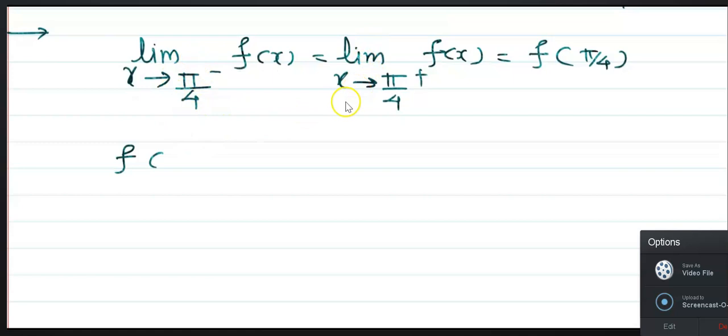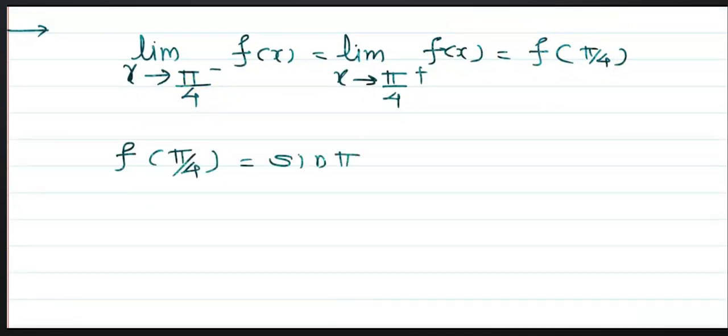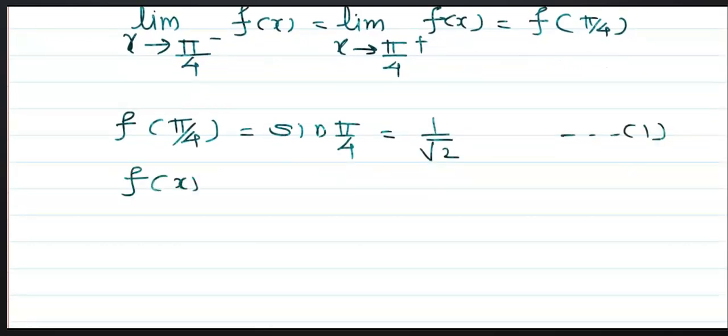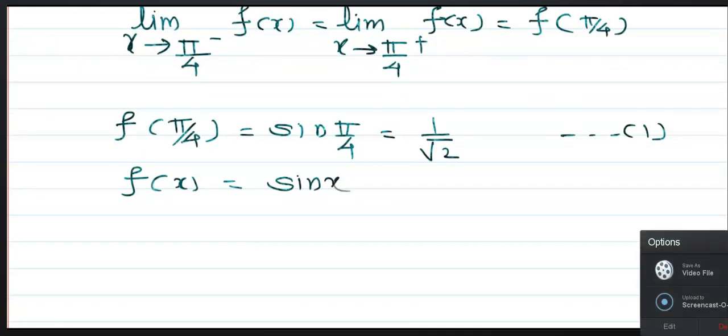Also here limit x tends to pi by 4 plus. Plus means what? It is a right hand side limit. It is only the indication for the right hand side limit. And we substitute when x is equal to pi by 4. And this is the value of the function. Whenever we have given the interval, then we write in this way. To find out the value of the function, f of pi by 4 is equal to sine of pi by 4 is equal to 1 by root 2.